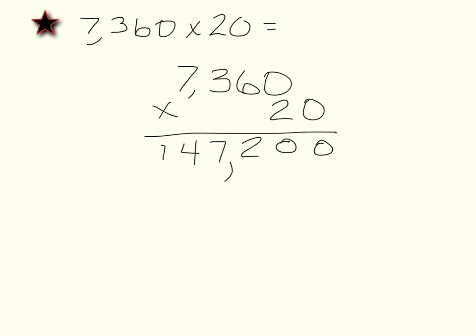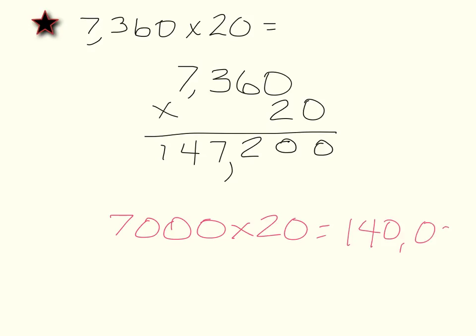Did you get 147,200? If not, double check that you didn't forget the extra 0 on the 20. Let's estimate to check. 7,360 rounds to 7,000, and 20 just stays 20. So that's 140,000. In that large of a number, that is pretty close. So we can assume our answer is reasonable.